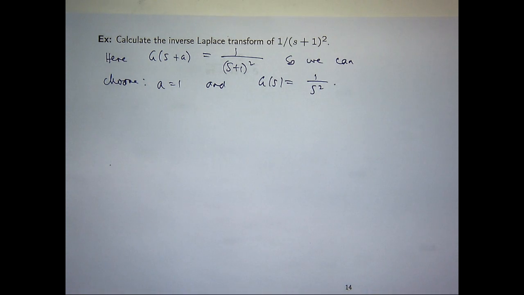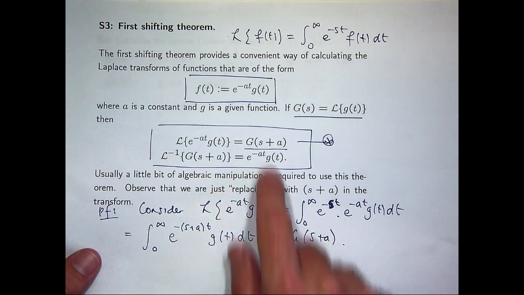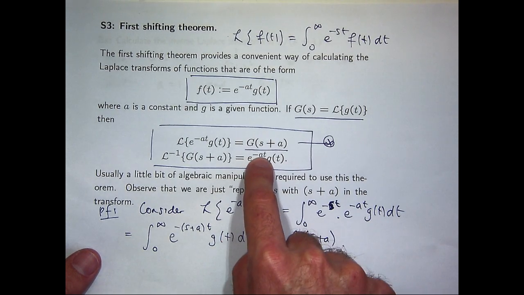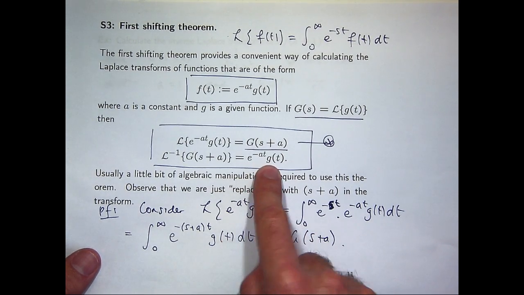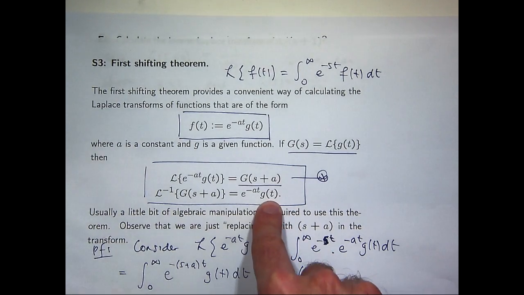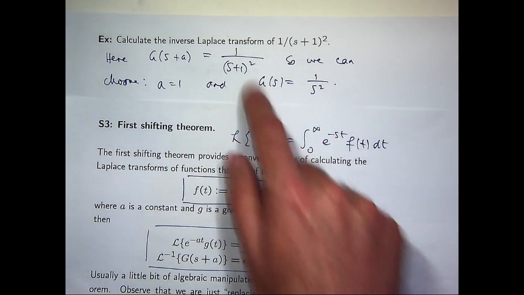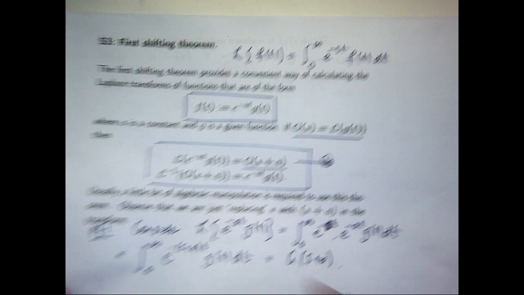Okay, so what do we have to calculate here? Well, we want to go from here to here. Okay, so what do I need? I need a, and I need little g of t. Now, by definition, little g of t is the inverse transform of big G of s. So I want to calculate little g of t from this, and then multiply it through by e to the minus at.